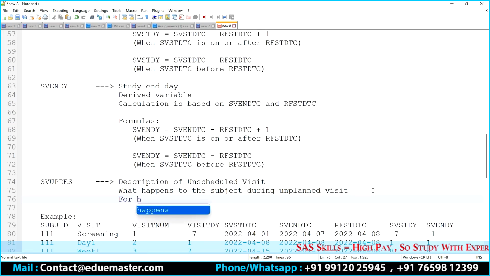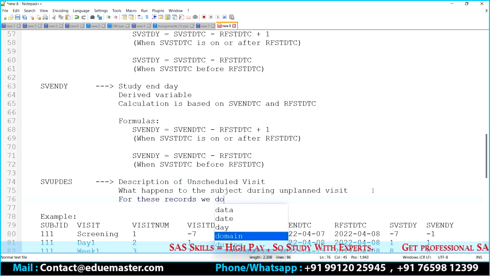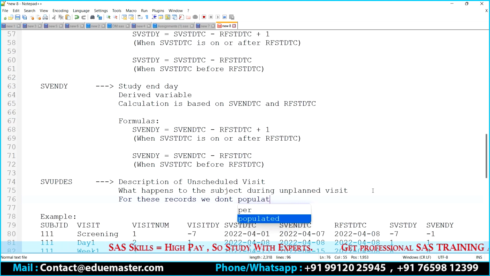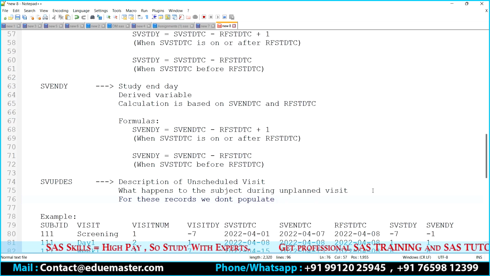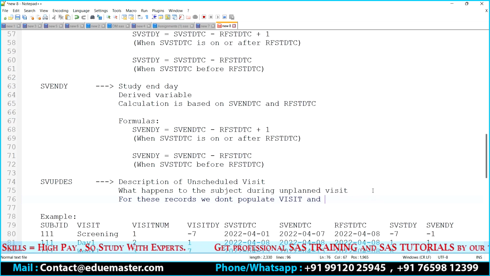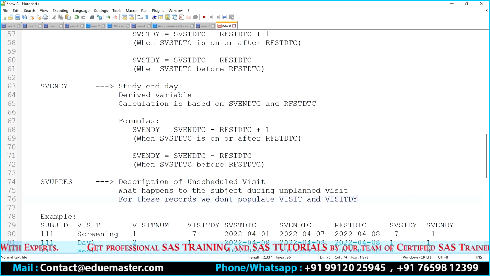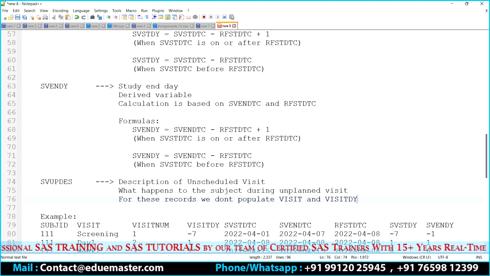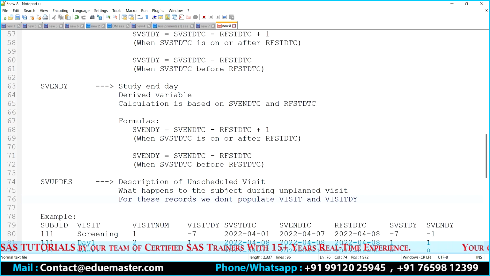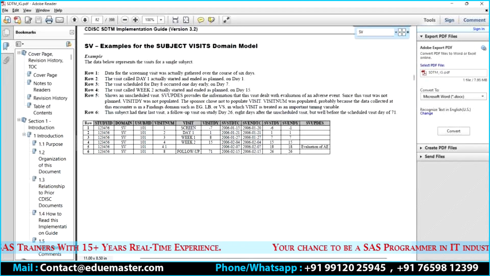For these records, we don't populate visit, that is name of the visit, and visit day. Both of them we don't populate because it is not per the protocol, correct? Visit is coming based on what is going to be the next stage. Based on the next stage only your visit day will be there. But these two are not part of your protocol. So these two values will not be populated for this particular one.